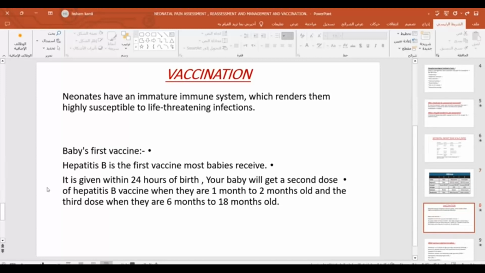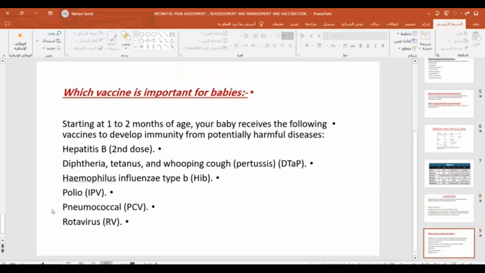Vaccination. Neonates have an immature immune system, which is highly susceptible to infection. What is the first vaccine a baby will receive? Hepatitis B is the first vaccine a baby will receive. It is given within 24 hours of birth. The second dose of hepatitis B is given at 1 to 2 months old, and the third dose is given at 6 to 18 months.